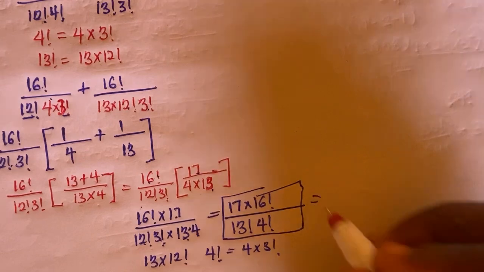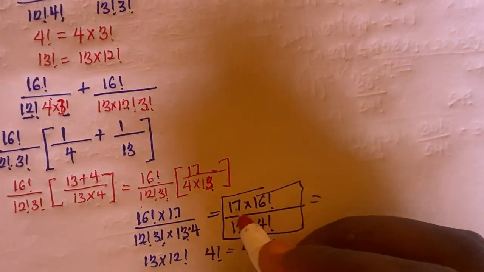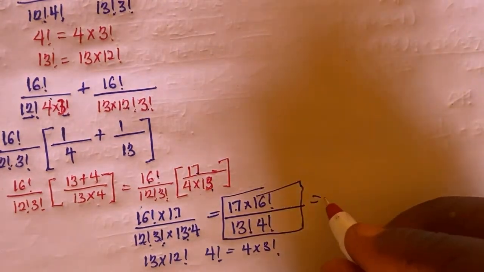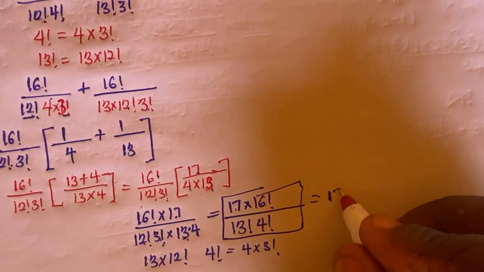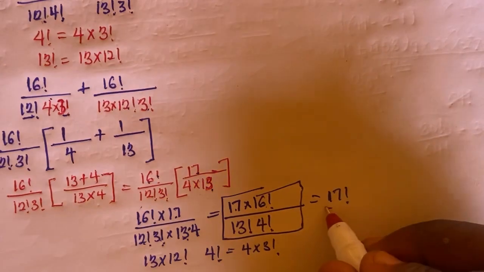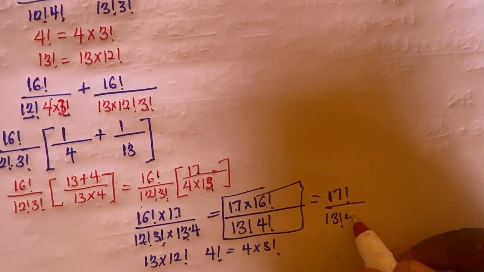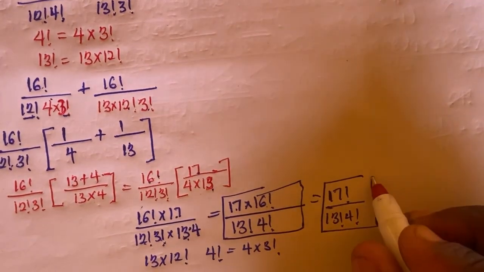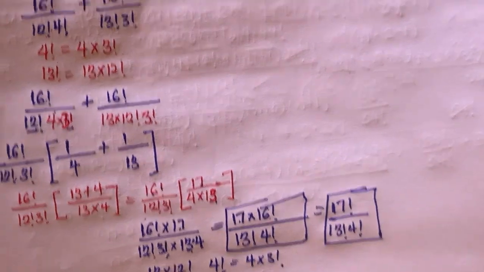So we can still further simplify this as 17 multiplied by 16, because it's still the same as 17 times 16 divided by 13 factorial 4 factorial. So this is just the simple expression. So now let's move to the next one.